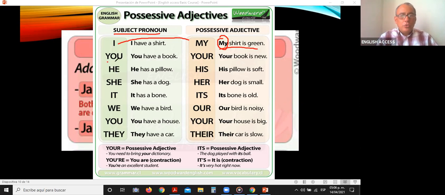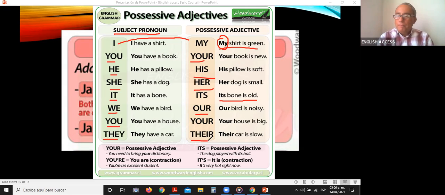In the case of you, it changes to your. He changes to his, she changes to her. It, for an animal or a place: it has a bone, maybe it's a dog. Its bone is old, because bones can be with the dog for many days. We changes to our: our teacher, our friend. You for plural: this is your class. They changes to their.